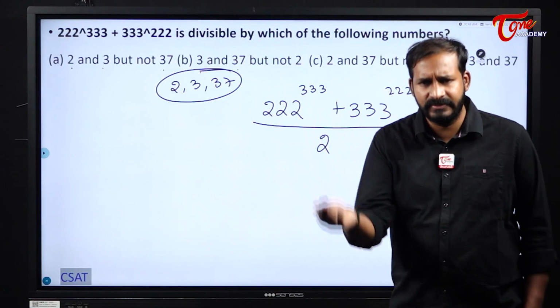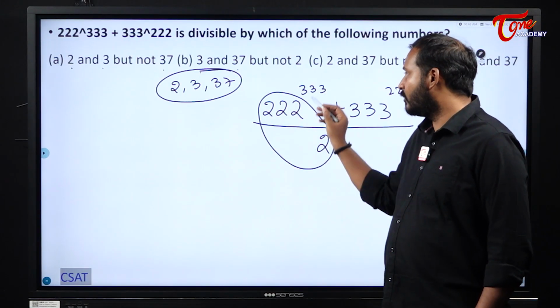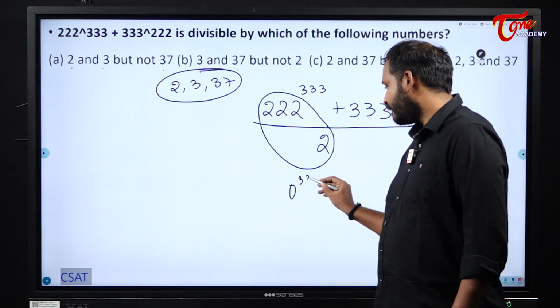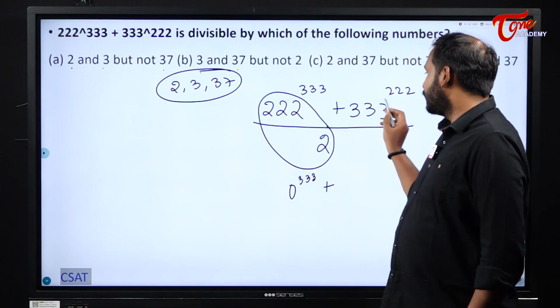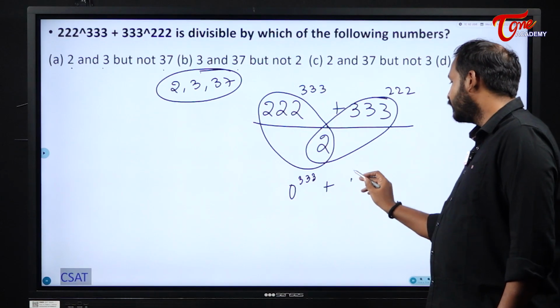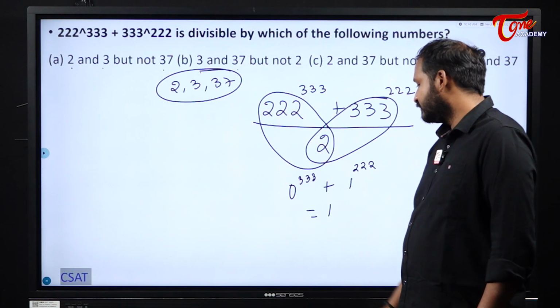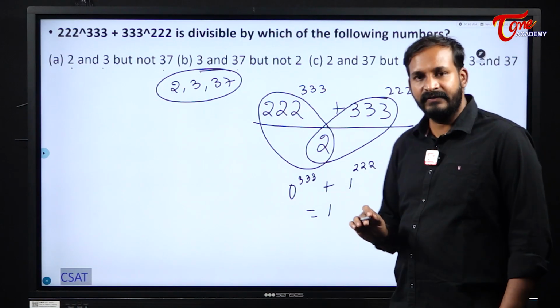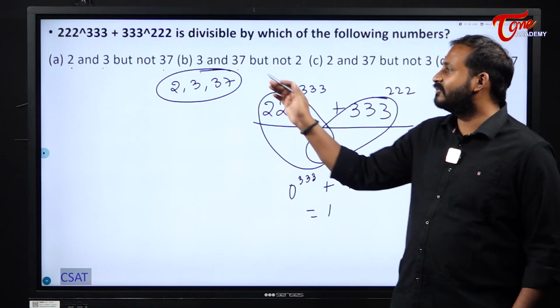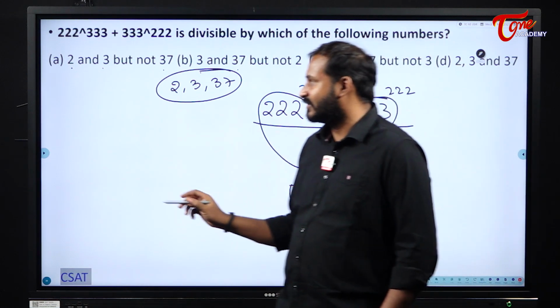If we use the divisibility rule concept also, 322 by 2, what is the remainder? 0. So 0 power 333 plus 333 by 2. What is the remainder? I will have 1. So 1 to the power of 322. So what is the remainder we will get here? 1. That means this number is not at all divisible by 2. Now please try to take the help of this concept. Actually with that you will get the answer students.